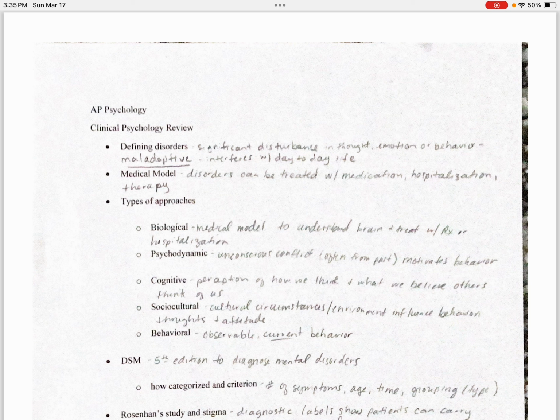The medical model is understanding that disorders can be treated with medication, hospitalization, or therapy. This is the first start of looking at people as people with conditions, and we weren't just looking at people as immoral or a bad character or evil, possessed, things like that. We really looked at the people and how the disorder can be treated.